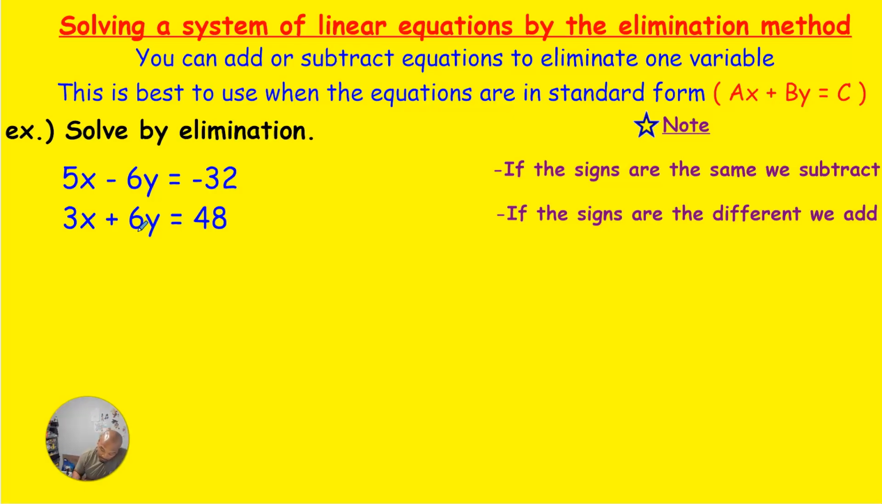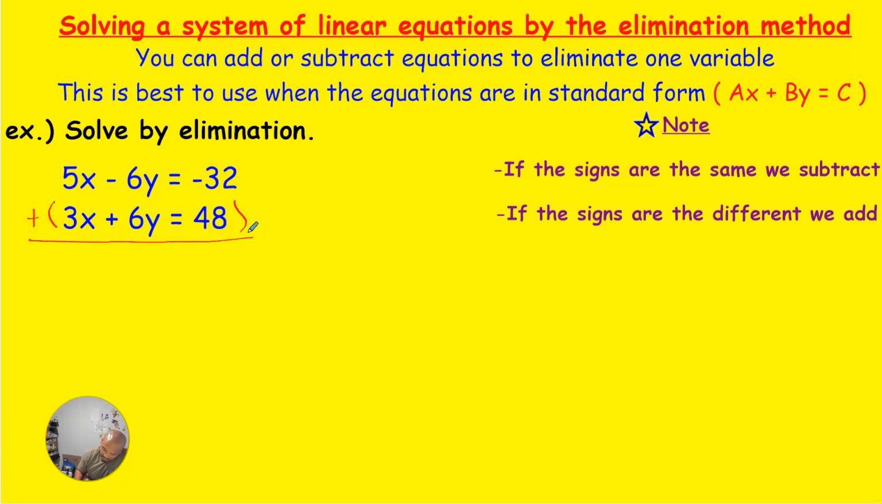All right, so if we look at this, we're going to take a look at the coefficients of both the variables. Let's disregard the sign right now. Just take a look at the coefficients. As you can see, these sixes are exactly the same. So this is the one we're going to try to eliminate. Now, over here at this note, if the signs are the same, we subtract. If the signs are different, we add. In this case, these are different signs. So what are we going to do? We're going to add these equations.